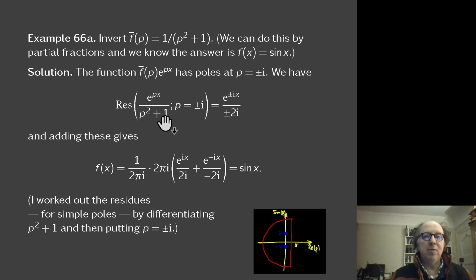We work out those residues. They're very easy ones. e to the px over p squared plus 1. You just differentiate the denominator to give you 2p, and then you set p equal to plus or minus i, and you have e to the plus or minus ix over plus or minus 2i, and those are the residues. And so f of x is 1 over 2 pi i multiplied by 2 pi i times the sum of the residues, and there they are added up, and that's just sine x with these terms out front cancelling.